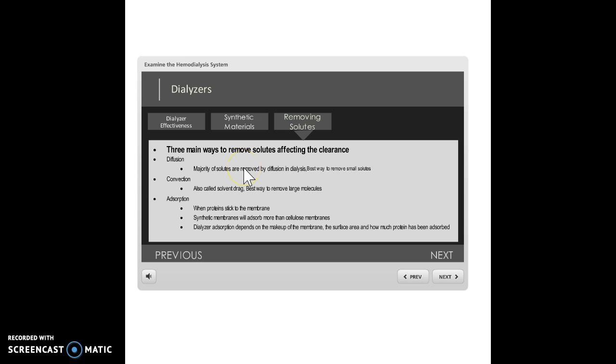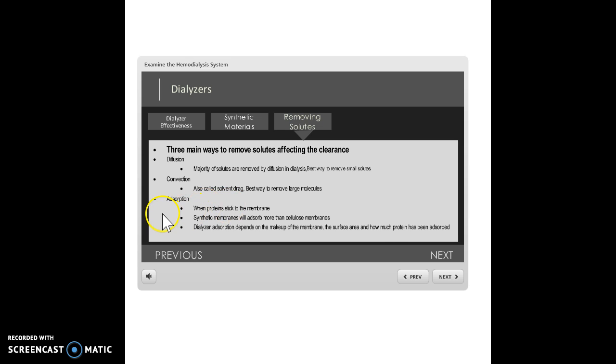These are the three ways to remove solutes. You'll want to take a look at these because they will be important this chapter as well as in the next learning plan. So, diffusion: the majority of solutes are removed by diffusion in dialysis. This is the best way to remove the small solutes. Convection, also called solvent drag, will also assist in moving the large molecules. So the big guys are going to follow the small guys.